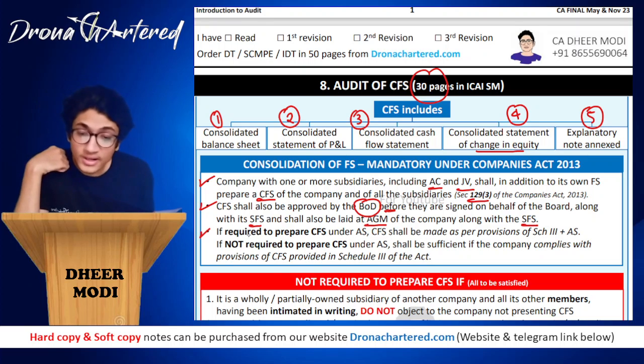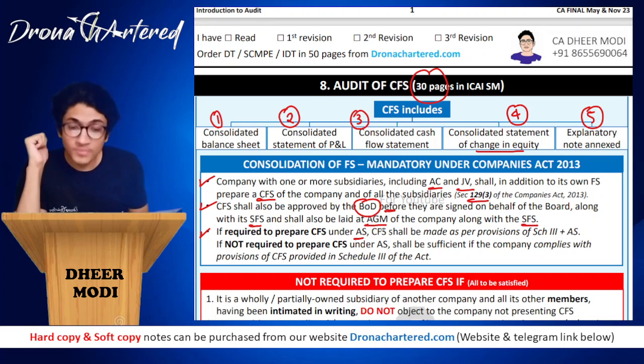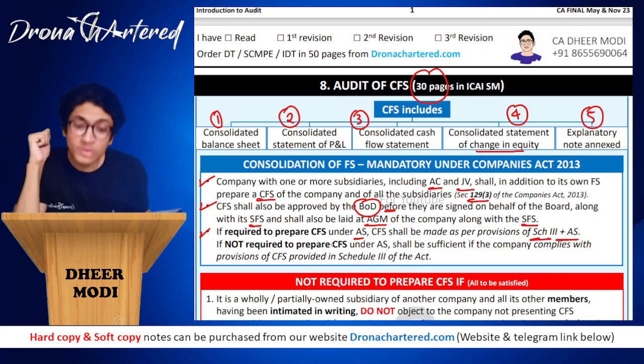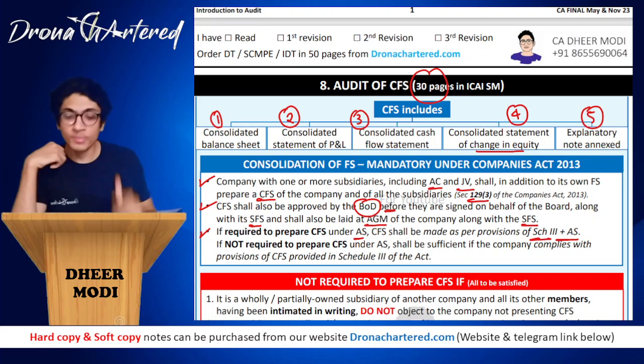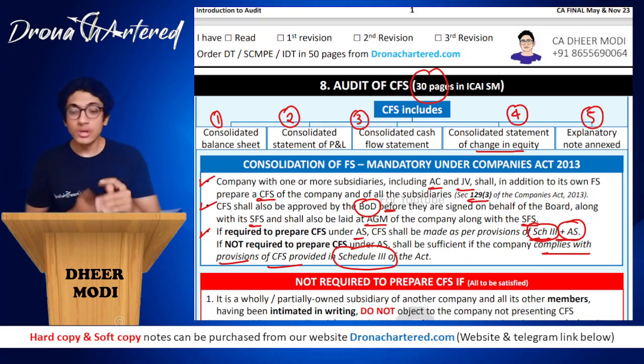Next, if you are required to prepare CFS under your accounting standards, CFS shall be made as per provisions of Schedule 3 plus your accounting standard. If you are not required to prepare CFS under the accounting standard, it shall be sufficient if the company complies with provisions of CFS provided in Schedule 3 of the Act. So over here it is Schedule 3 and AS both, and over here it is only Schedule 3.